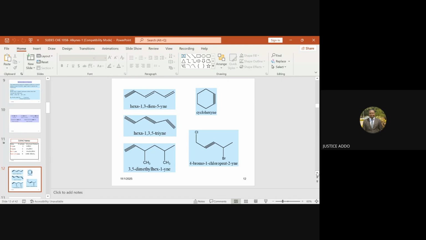Then another rule is that when you have 2 or more of the multiple bond, then you introduce the prefix: di means 2, so diene. If there are 3, triene. Okay, if there are 4, tetraene. And that is that. Then all the other rules we learned in our case, they still hold. That is, if after selecting your longest chain, there is any group.